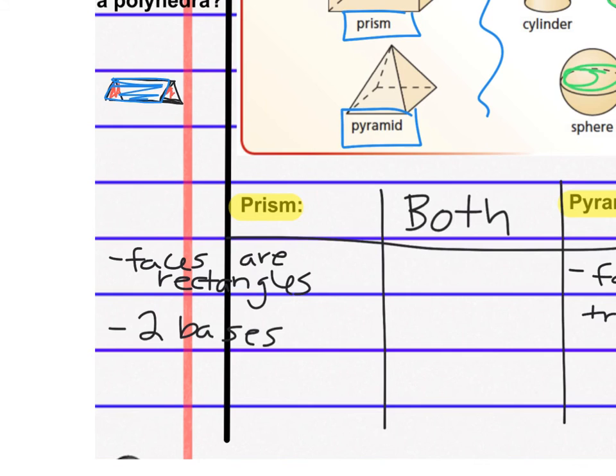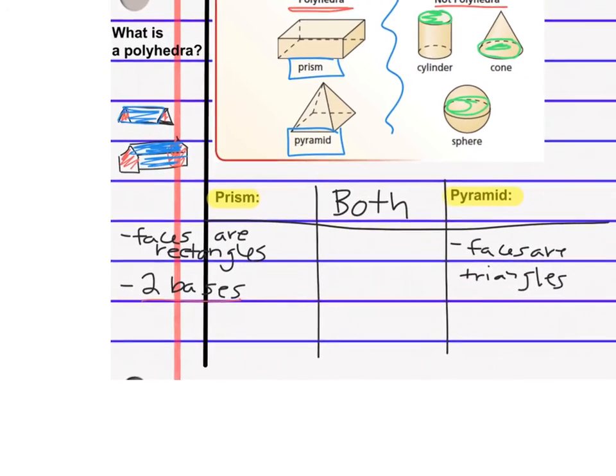Another prism could be a pentagonal prism, something like this. So you would have two pentagonal bases. You'd have one over here and one over here. So you'd have two bases, and the sides, see, I did it right there, the faces would be rectangles. So those are your key properties of a prism. How can you tell if something is a prism? It will have two bases, and the faces will be rectangles.